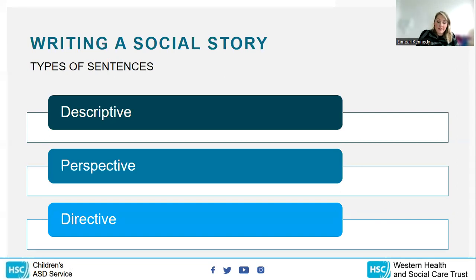Descriptive sentences define the situation, where it occurs, who is involved, and what they're doing. And it usually answers those WH questions. So for example, it might be quite factual, like Halloween is on the 31st of October. It might be something like, I like to play on the trampoline, or sometimes it rains at break time.